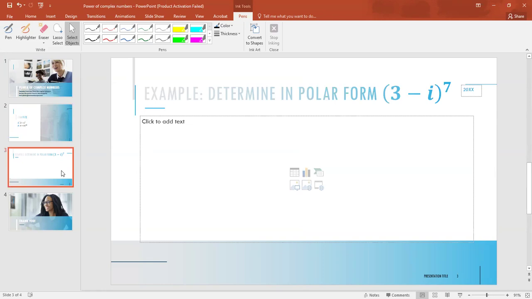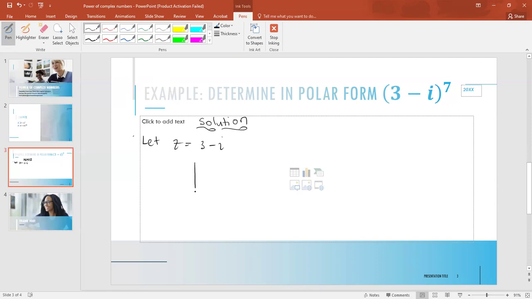This is the huge game changer for this type of exercises or questions. So let's take the first one. We're going to determine in polar form 3 minus i to the power 7. The first step is to convert the complex number to polar form. So our solution will be to convert our complex number to polar form first. Let's consider z to be the complex number 3 minus i.